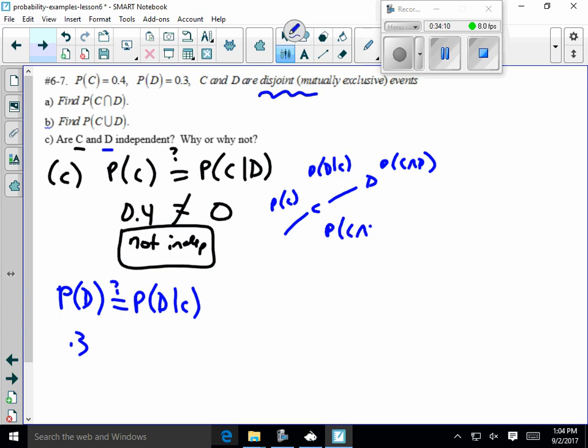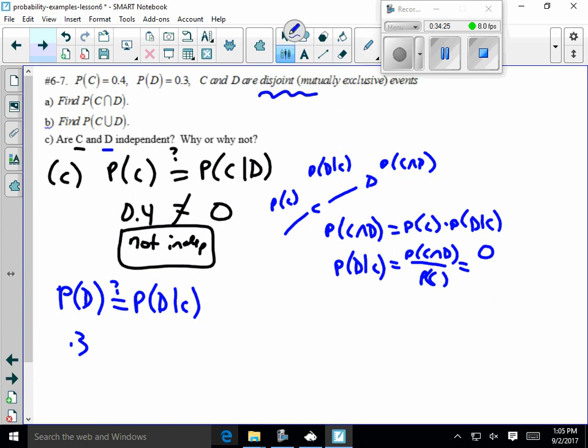Well, no, I guess I should write it out. Probability of C and D is the probability of C times the probability of D given C. Let me solve that so it's in the conditional probability form: C and D divided by the probability of C, right? So the probability of C and D is 0 because it's disjoint, and then the probability of C is 0.4. So this probability again is 0, and that means they're not equal, so they're not independent, right?